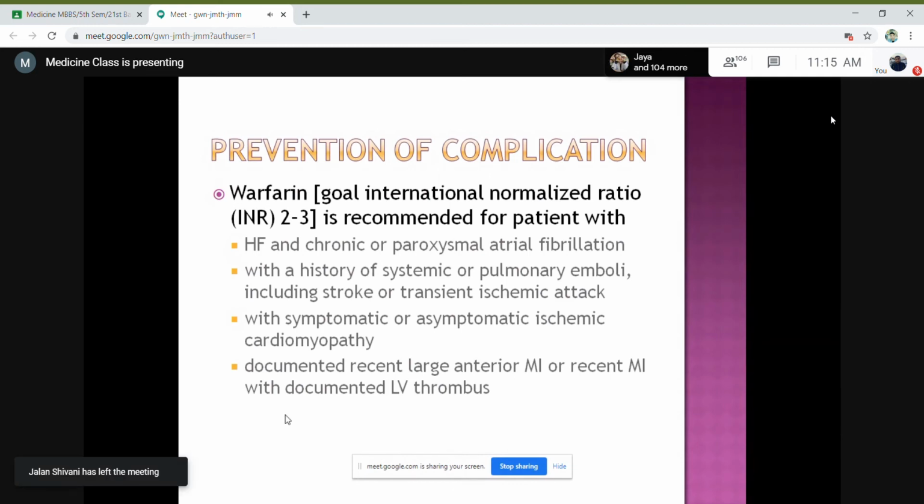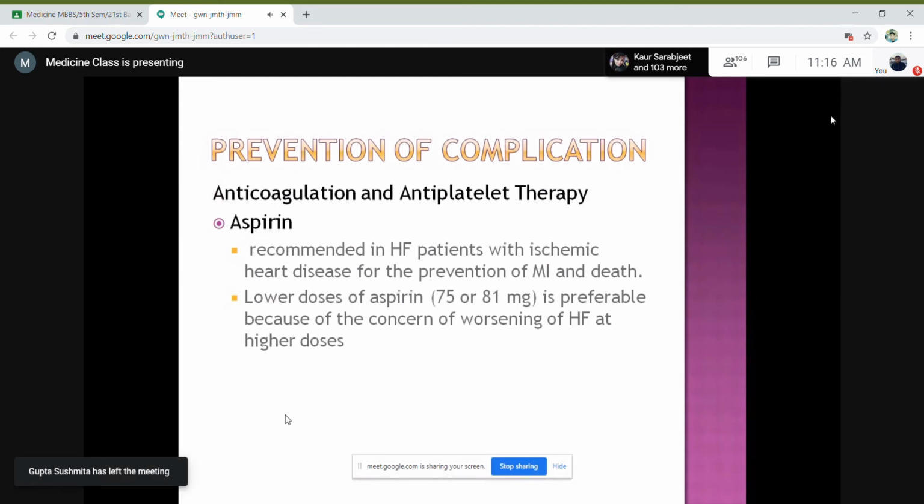Okay, and if the patient has ischemic cardiomyopathy, whether the patient is symptomatic or not, then warfarin has to be used. And if the patient has documented recent large anterior MI or recent MI with documented left ventricular thrombus. Okay, so aspirin is recommended in heart failure patients with ischemic heart disease for the prevention of myocardial infarction and death, and generally a lower dose of aspirin is preferable.